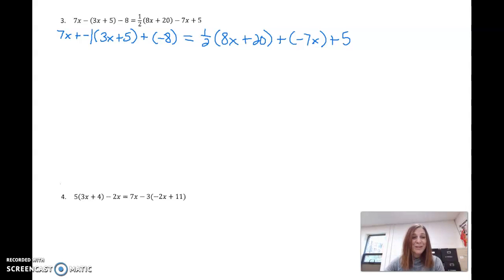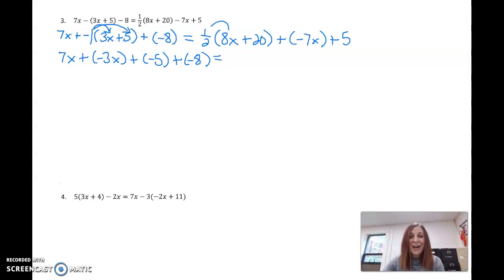Let's use our distributive property. So this is going to become 7x plus -1 times 3x, which will be a -3x, plus -1 times 5, which is a -5, plus -8. It's like a problem has to get longer before it gets shorter.